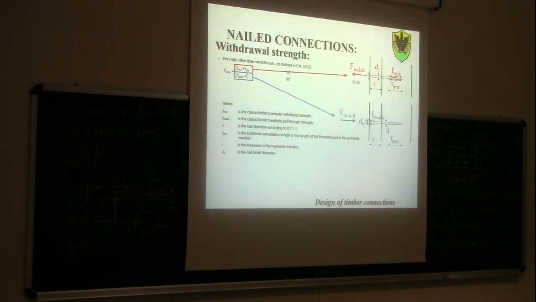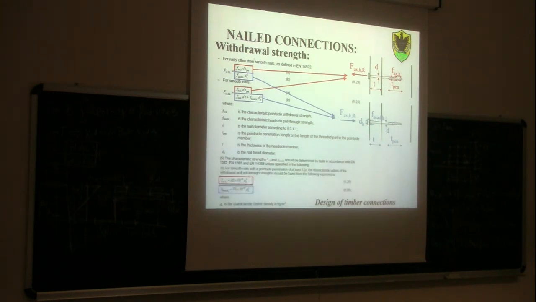And then of course you see we need to know the length of the point of the nail, and also the diameter of the nail and the diameter of the head. And then we need to know how to estimate this characteristic point side withdrawal strength and characteristic head side pull-through strength. This is for nails other than smooth nails. For smooth nails, we have this other slightly different relationship. The regulation says that this value F(ax,k) and F(head,k) should be provided by the nail producer.